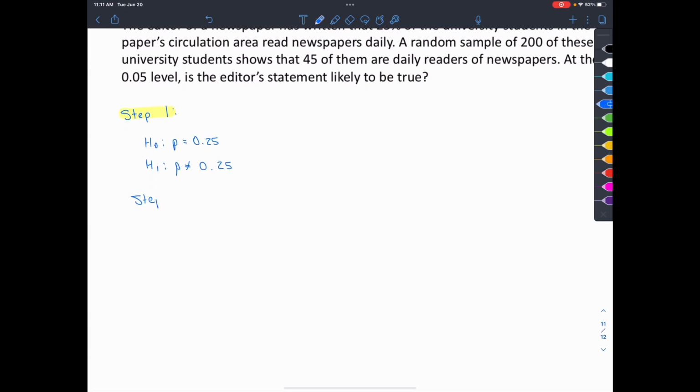Step two is to determine the level of significance. In this case, it always pretty much tells us 0.05.